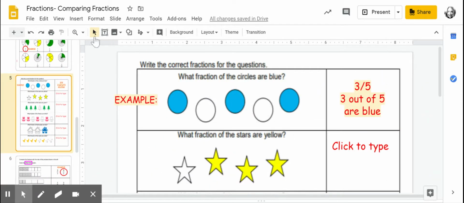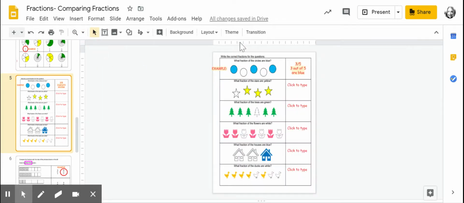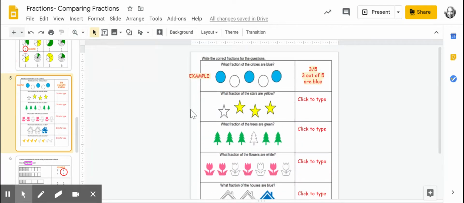On slide 5, I'm just going to zoom out for a moment. Here, you're looking at fractions of a set again. It's a review. We want to make sure that we're really understanding fractions in all sets. So here we go. It's actually going to ask you questions. What fraction of the circles are blue or yellow? So it's going to give you a color that you have to determine.